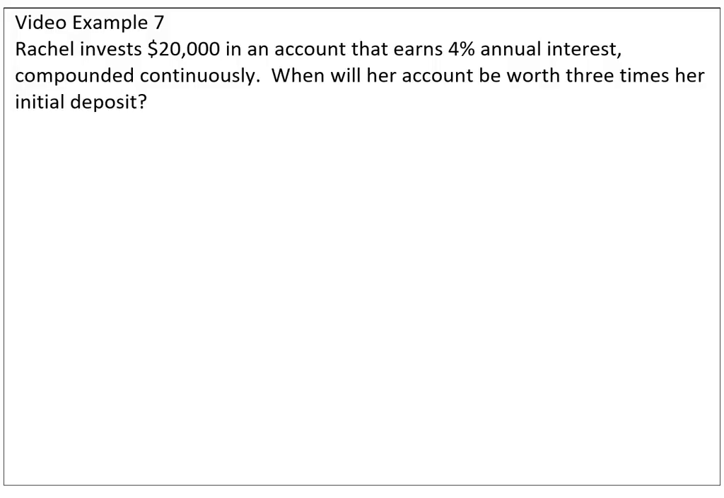We're revisiting the same scenario we started off with. Rachel invests $20,000 into an account that earns 4% annual interest compounded continuously. When will her account be worth 3 times her initial deposit? Now, let's go ahead and solve this as if we don't know the rule that we just put on the board. If we're starting off with $20,000, how much will it be when we get 3 times her initial deposit? That would be $60,000. So $60,000 is the amount we want to have. We start off with $20,000, and that's times e to the 0.04t. How do we solve for t?